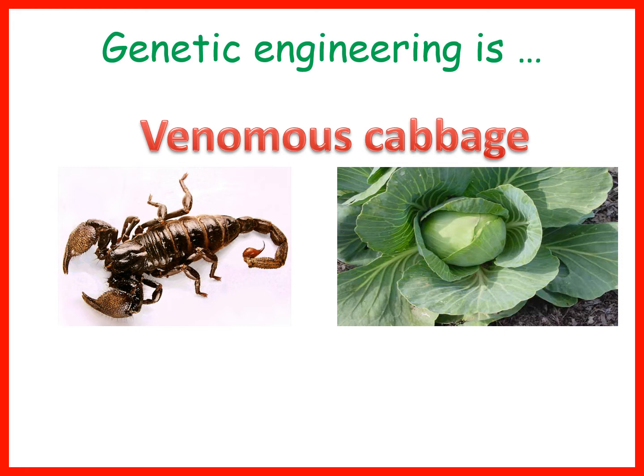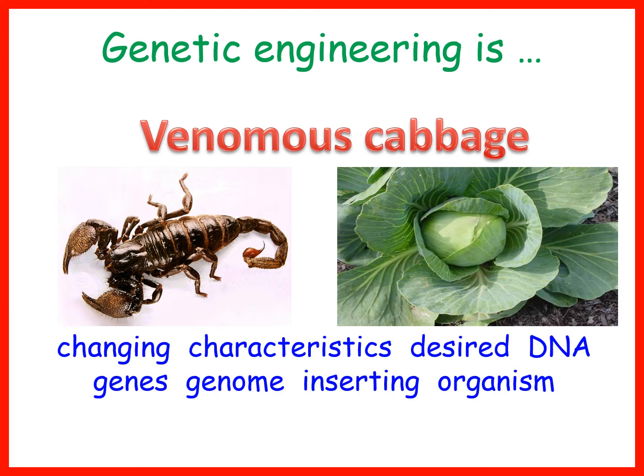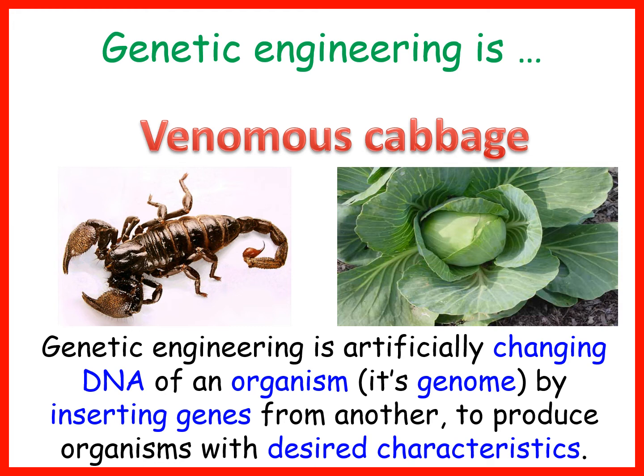So first of all, what is genetic engineering? And here's an example you'd looked at before, venomous cabbage. So the scorpion is venomous, but the cabbage is not. So how can you make the cabbage venomous? Well, if you look at these keywords, genetic engineering is when you artificially change the DNA of an organism, in this case the cabbage, we're changing its genome by inserting genes from another. So we're inserting the venom gene from the scorpion into the cabbage, and therefore we could produce organisms, a venomous cabbage, with the desired characteristic. In other words, making the cabbage venomous.